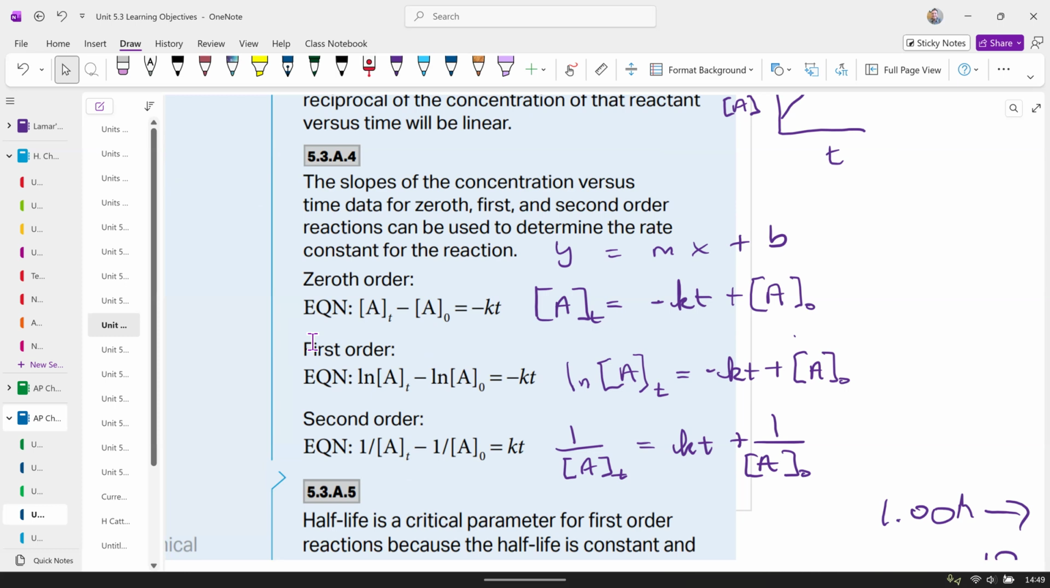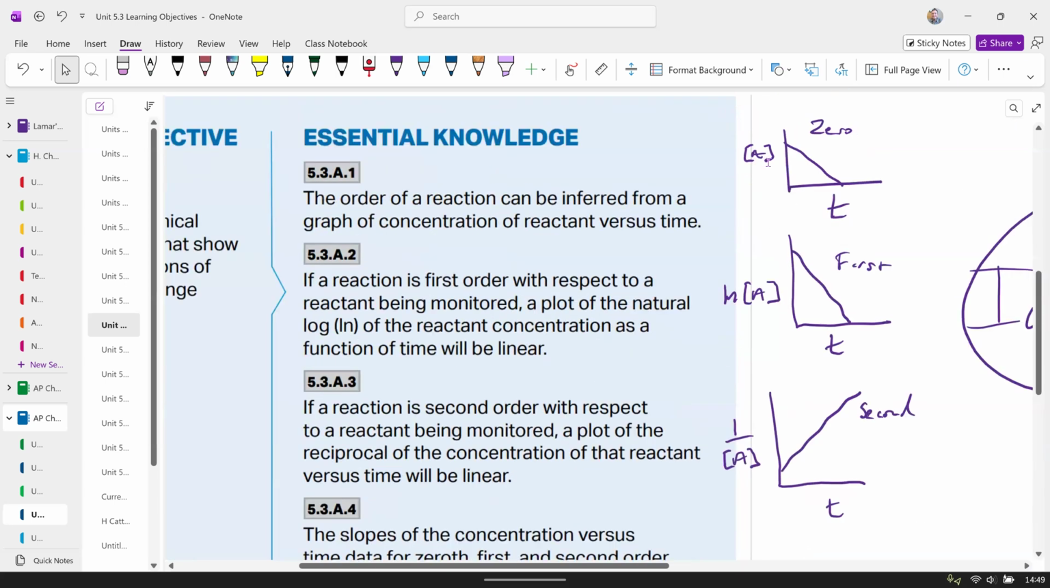Now, it is very useful to rearrange these equations into slope-intercept form. And you can easily rearrange these into slope-intercept form by simply adding the y-intercept of this. And what we end up with is all of these equations in slope-intercept form, in which we can see what value should be on the y-axis. For instance, on a zero-order plot, we should see that concentration is on the y-axis. And when we look here, we see concentration is on the y-axis.